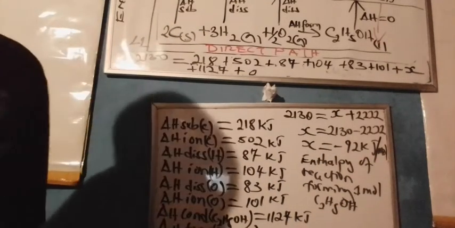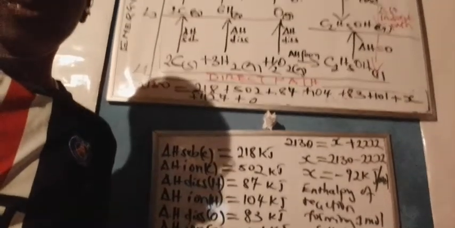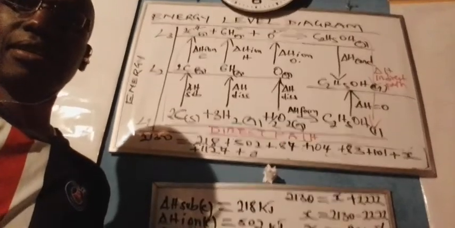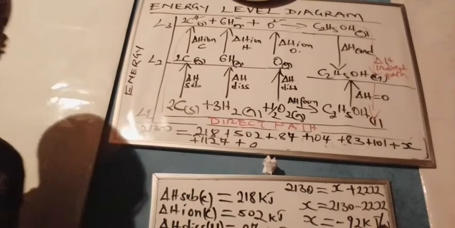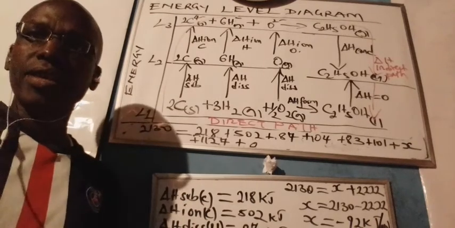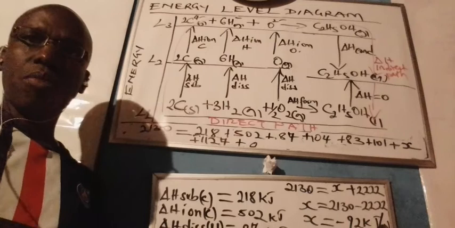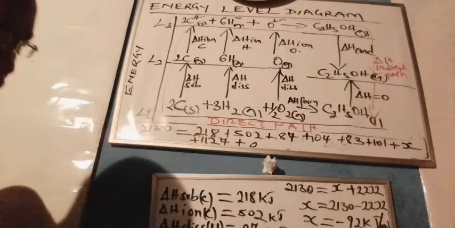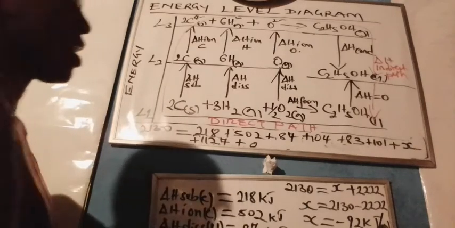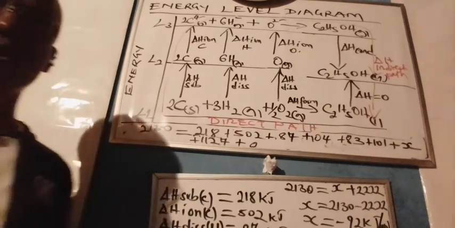So, in summary, we can conclusively say that Hess's law is applicable in the energy level diagram in as much as it's applicable in the energy cycle diagram. Both are in this case referred to as the Born-Haber cycles. The Born-Haber cycle is the energy level or energy cycle diagram.